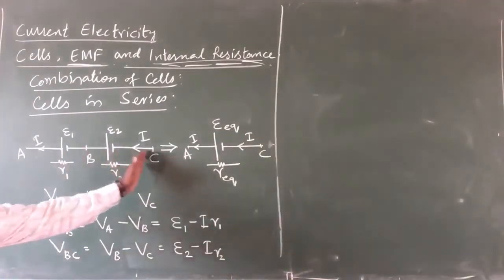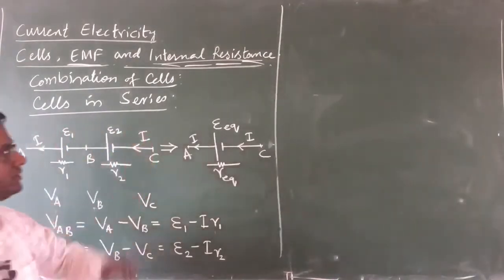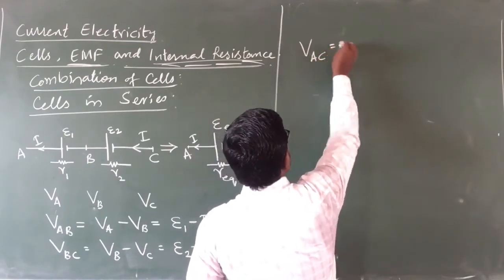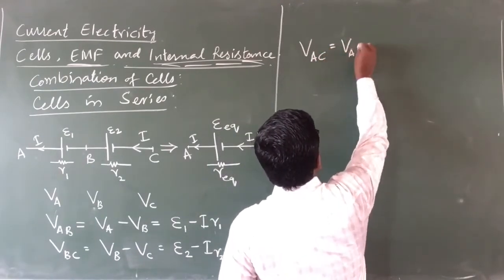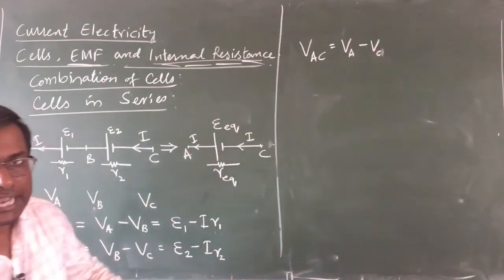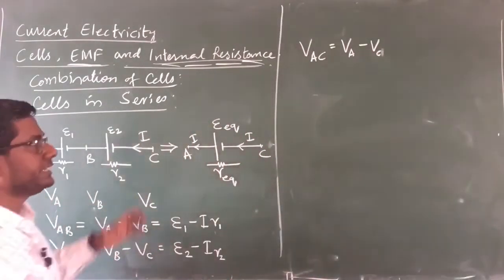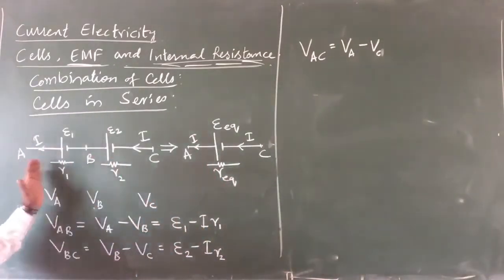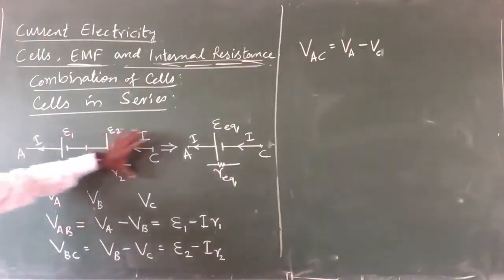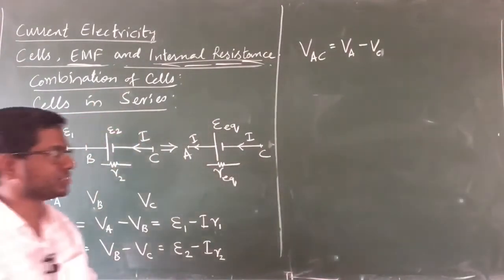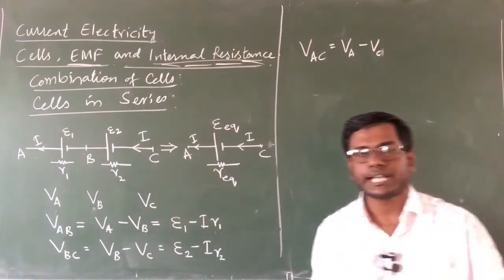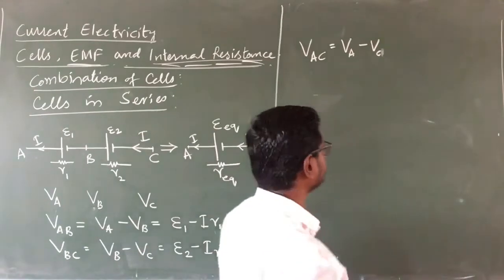What is the total potential across A and C? If I want to write VAC, that means I need VA minus VC. Now for that part, I cannot directly write for this circuit. I can write it for this circuit, that will come in a few minutes, but for this circuit, I cannot directly write the equation. So what I am going to do here is add VB and subtract VB in that equation.